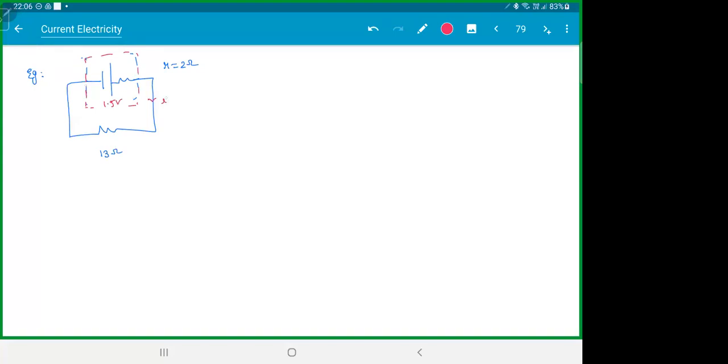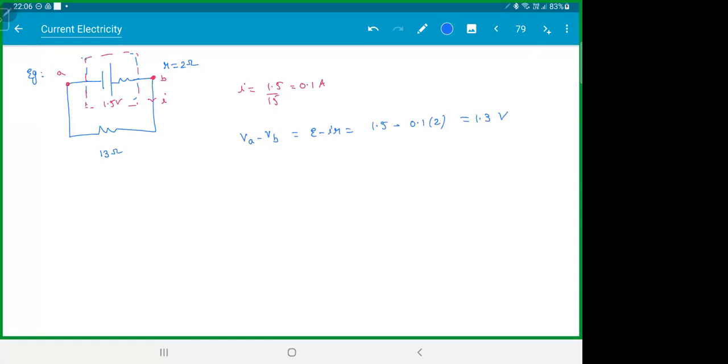So if you take the current I here, we get I is equal to 1.5 by 15 ohms, which is 0.1 ampere. So if you look at these 2 points here, potential difference A and B, VA minus VB will be E minus IR. This thing turns out to be 1.5 minus 0.1 into 2. We get actually 1.3 volt.